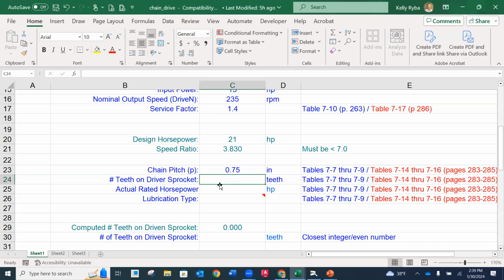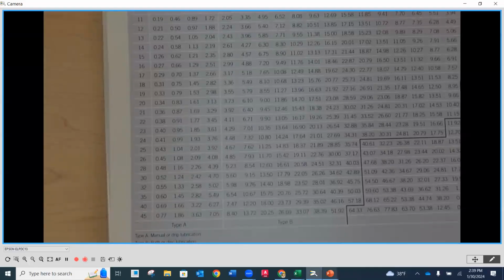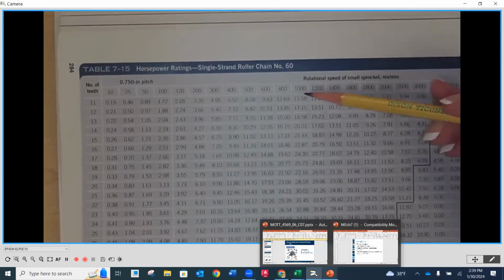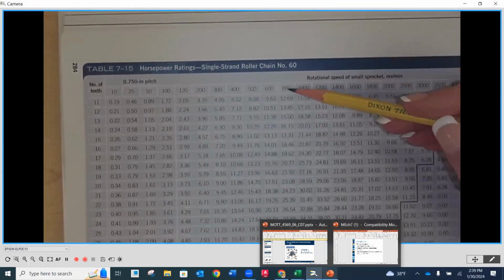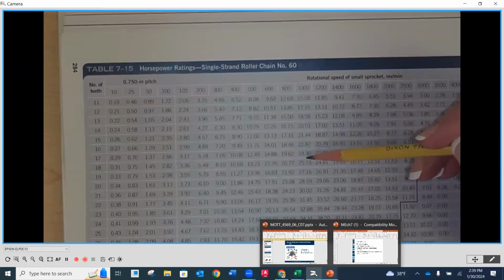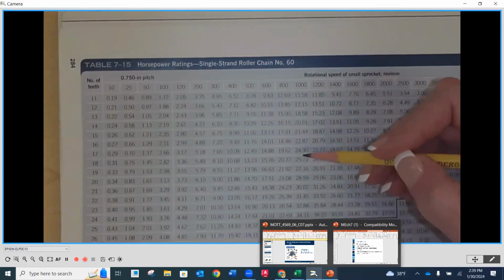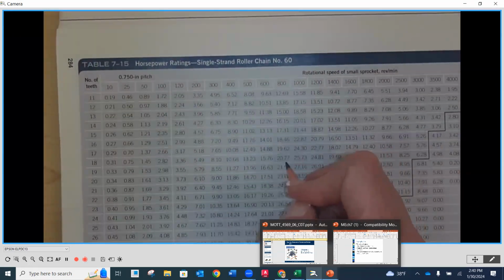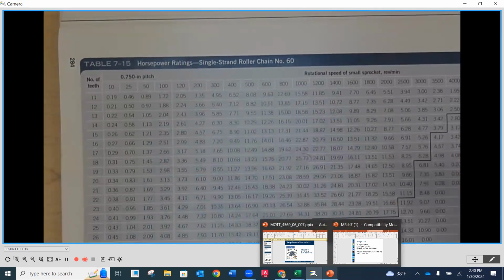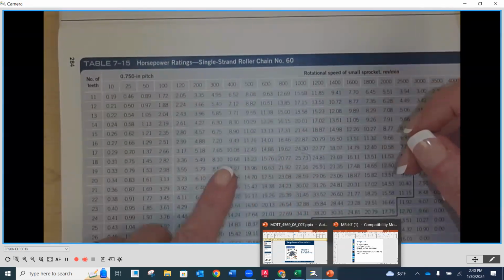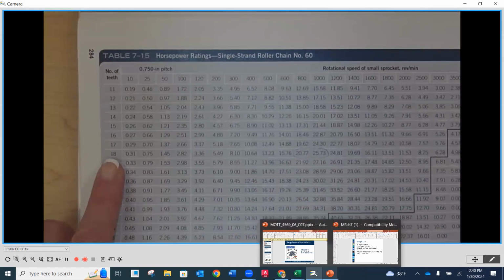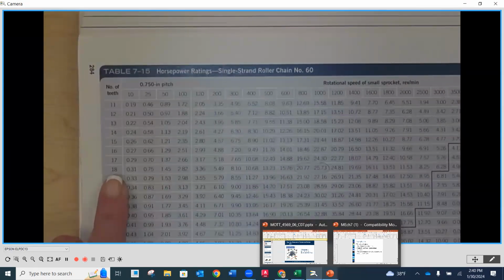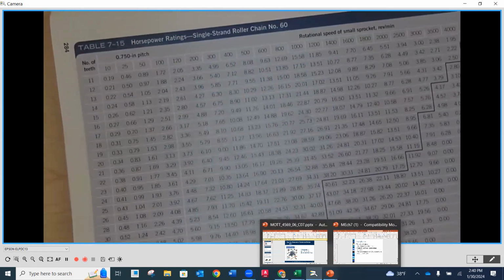Now, number of teeth on the driver sprocket. Okay, let's go back to our chart. You'll notice here that we don't have a 900 column, right? So we've got an 800 column, we've got a 1,000 column. And where we would find the 21 would be right about here. It's going to be between those values. And you'll notice if I go over to the left, my number of teeth on that sprocket are going to be 18. So we're going to say number of teeth is going to be 18.